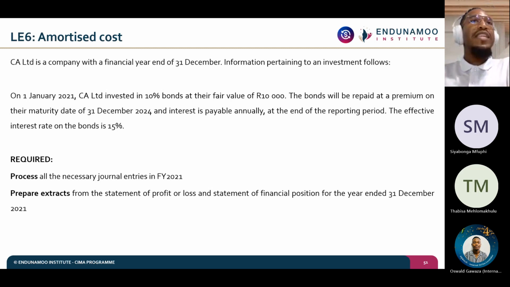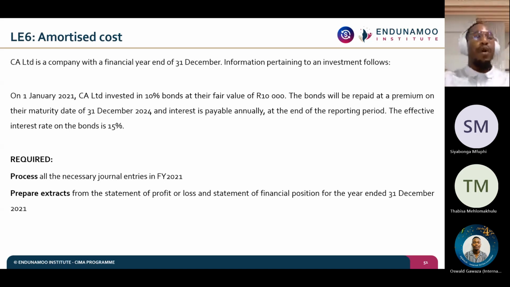Lecture example number 6. We're told CA Limited is a company that has a financial year end of 31 December. Information pertaining to an investment follows. On the 1st of January 2021, CA Limited invested in 10% bonds at their fair value of 10,000 Rand. The bonds will be repaid at a premium on their maturity date of 31 December 2024, and interest is payable annually at the end of the reporting period. The effective interest rate on the bonds is 15%.